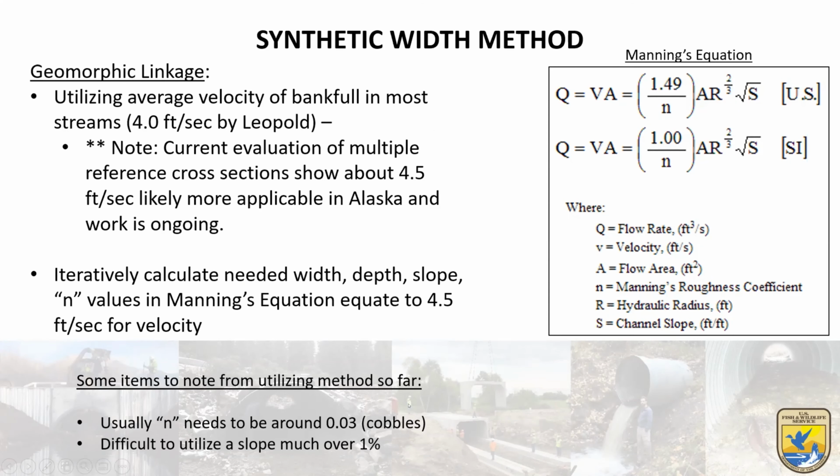So some of the things we found so far with this method: usually your Manning's roughness coefficient should be around 0.03, which is more of a cobble type of substrate, which makes sense. And it's difficult to utilize slopes much higher than 1%, which also makes sense since you're in a wetland. Typically, they're pretty low sloped environments anyway.